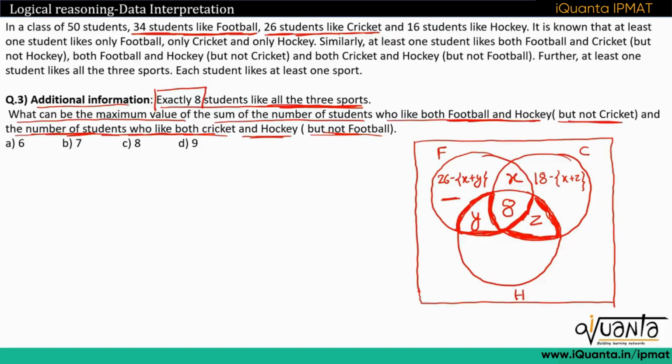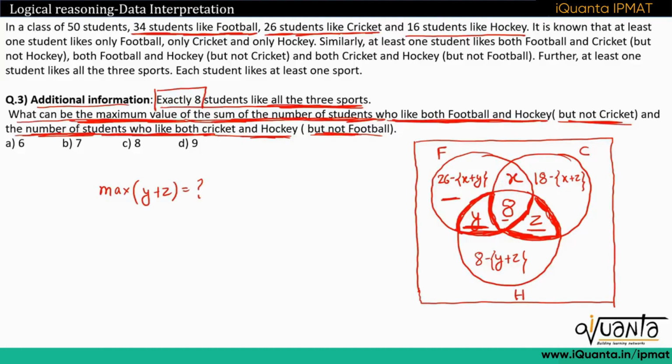Similarly, in the set of hockey, we have been given that 16 students like hockey. So the sum of all the regions in hockey must be equal to 16. We already have 8, Y and Z over here. So this will be equal to 8 minus Y plus Z. I hope this is also understood. So according to the question, we need to find out the maximum value of the sum of the number of students who like both football and hockey but not cricket, and the number of students who like both cricket and hockey but not football. So we need to find out the maximum value of Y plus Z. This is what we need to find out.